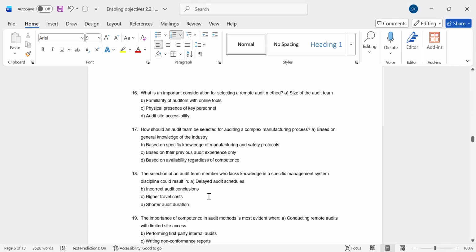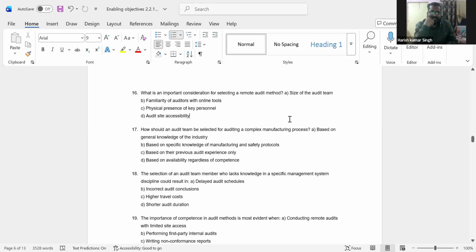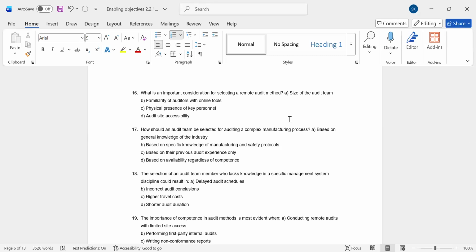Why not D? Because I want to know if the site is not accessible for online. Is it not possible? The site is not the website, it is about the location of the organization. As is already mentioned in the question, they are selecting for a remote audit method, so it is already very clear. If you have auditors who are not familiar with your online tools, can you successfully do that audit? No, sir, no.